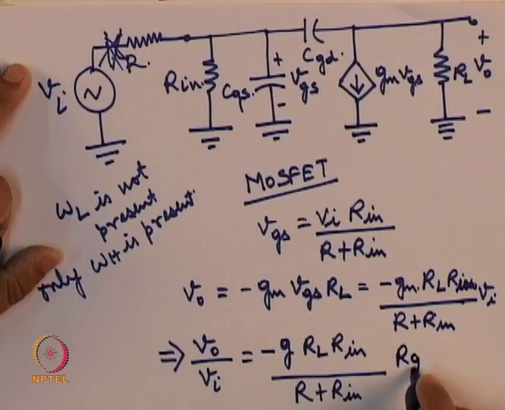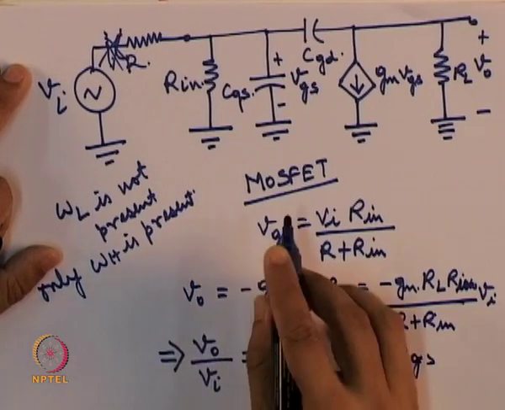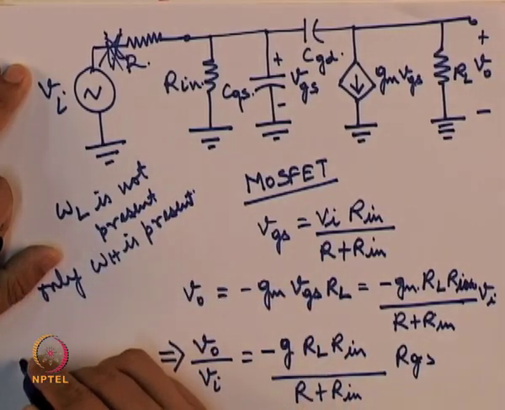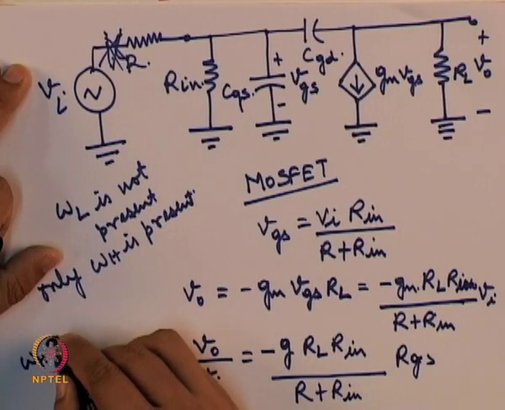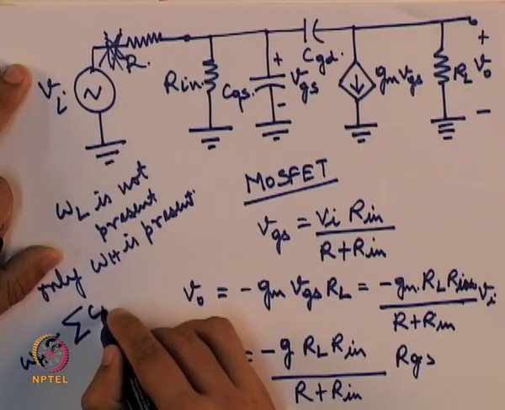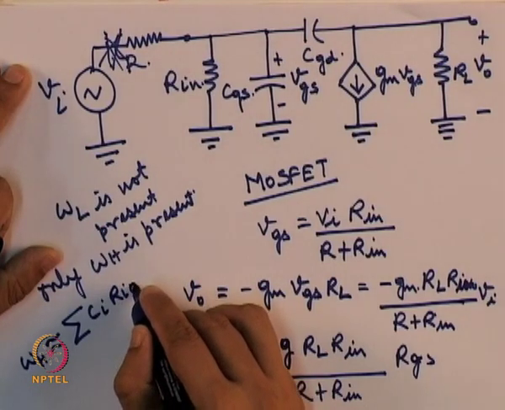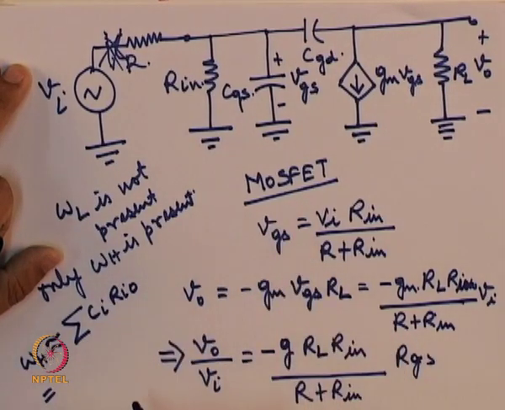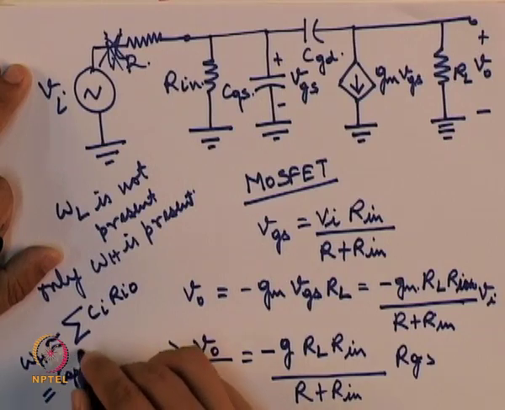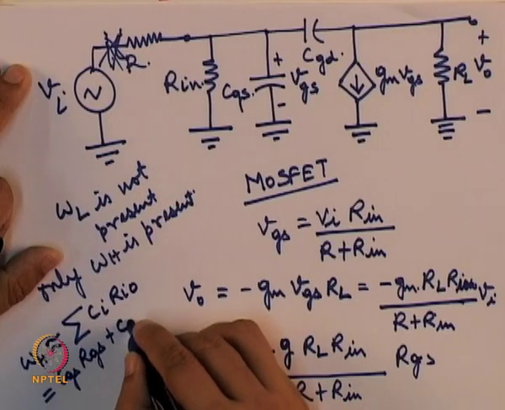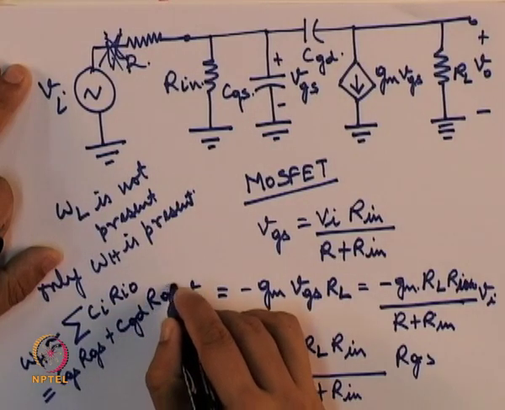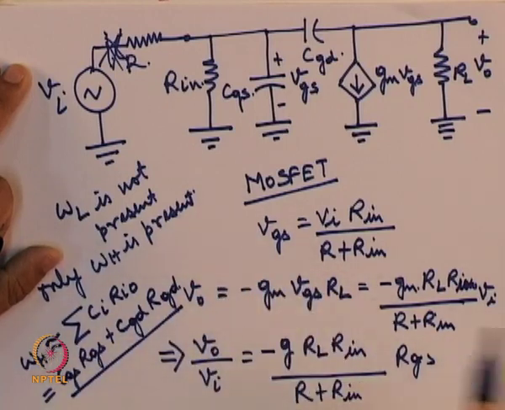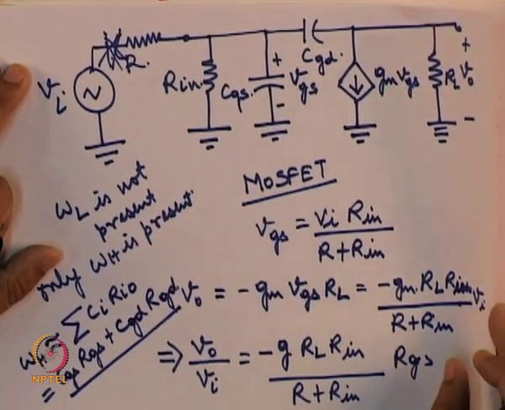Now, since we have to find out only omega H, we know that omega H is given by 1 upon the sum of CRs, so in turn we can write for this particular circuit CGS RGS plus CGD RGD, since we have only two capacitors present. So, how do we find the values of RGS and RGD? Let me go back to the circuit once again.